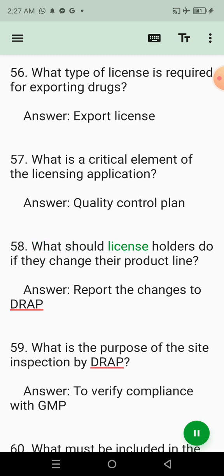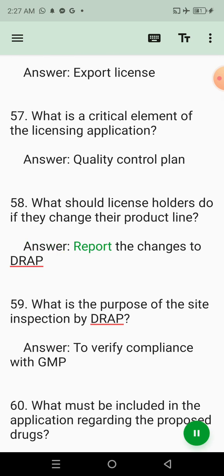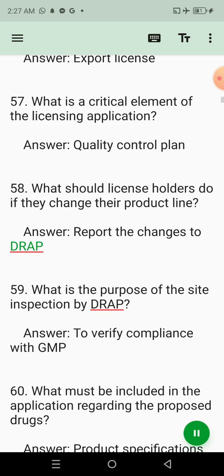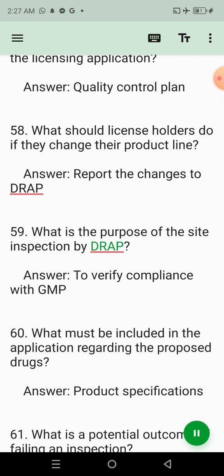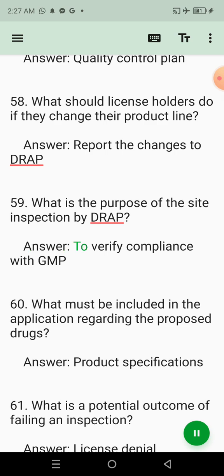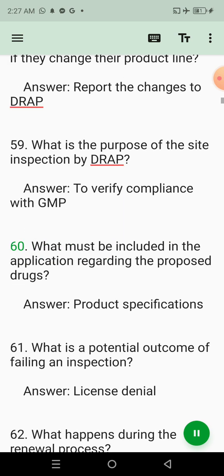58. What should license holders do if they change their product line? Answer: report the changes to DRAP. 59. What is the purpose of the site inspection by DRAP? Answer: to verify compliance with GMP.